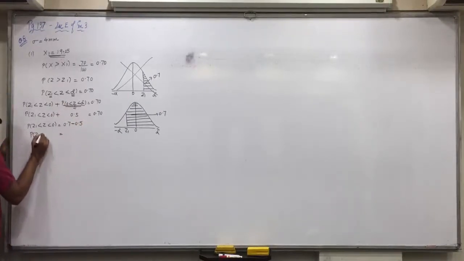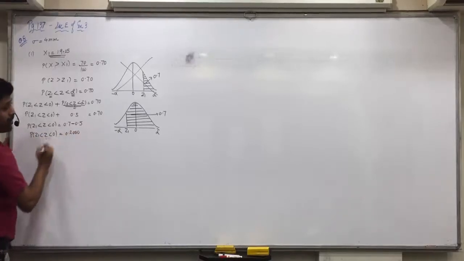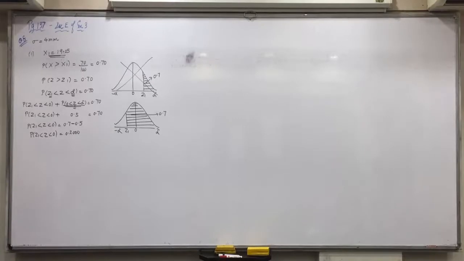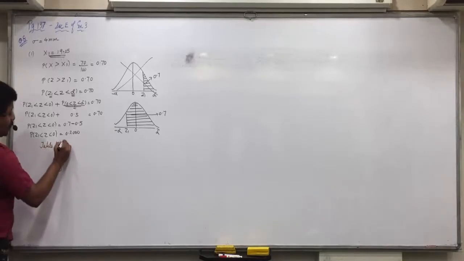So P of Z1 less than Z less than 0 is 0.2, means 0.2000. Did everyone understand this? Now, next. Do we have to do average? Yes. 2000 exactly is not there, so we need to do average.